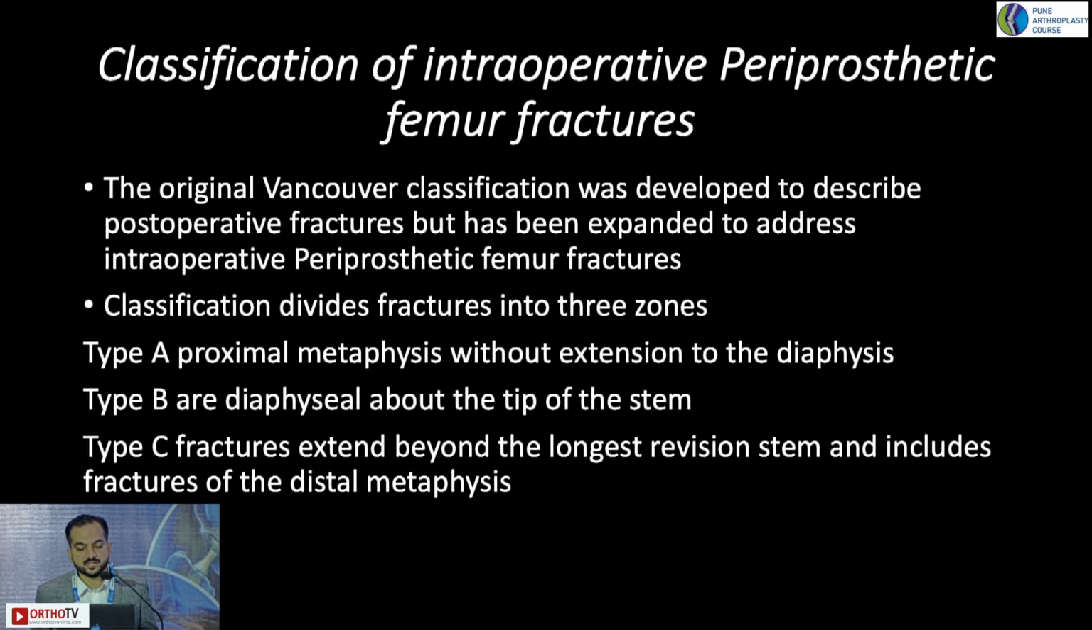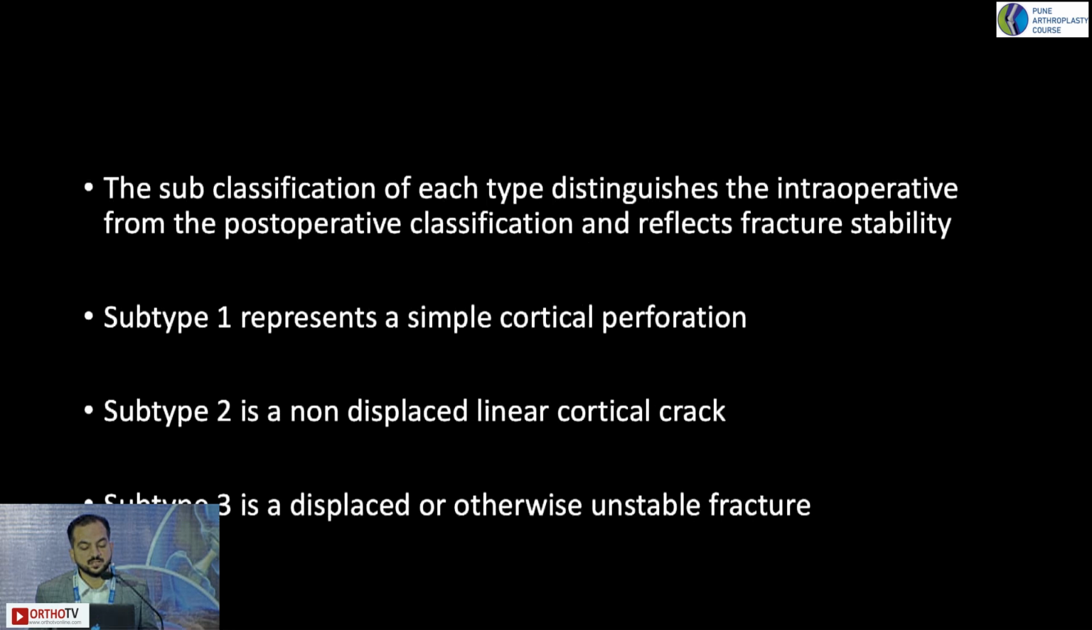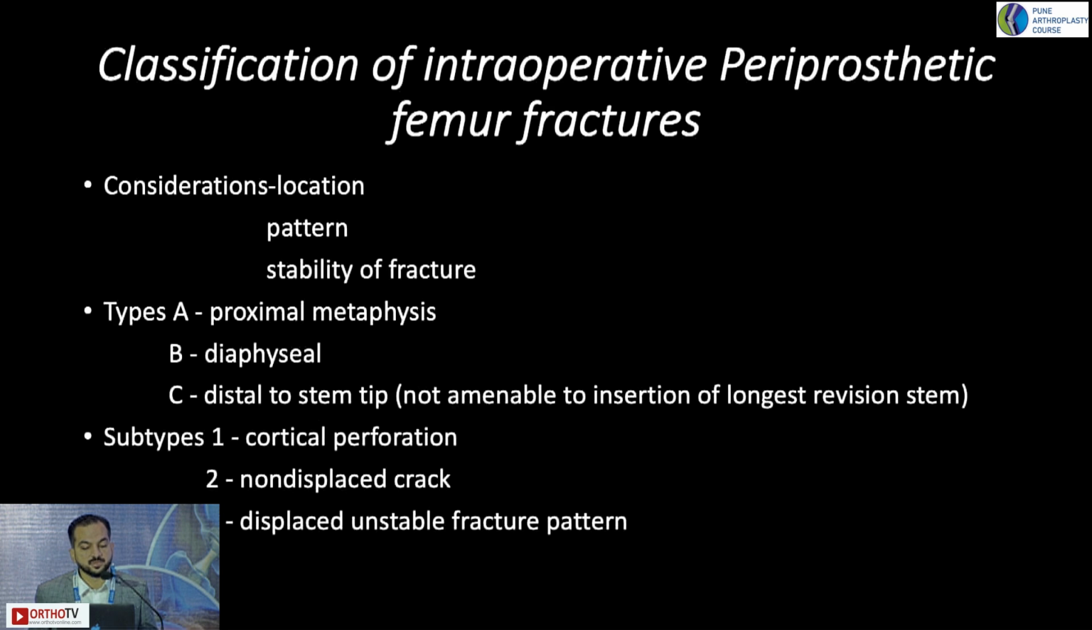So it divides the fracture into 3 zones. Type A is proximal metaphysis without extension into the diaphysis. Type B is diaphyseal, about the tip of the stem, and type C is extending beyond the longest revision stem or includes fracture of the distal metaphysis. Each can be subclassified into 3 types: subtype 1 is simple cortical perforation, subtype 2 is a non-displaced linear cortical crack, and subtype 3 is a displaced or otherwise unstable fracture. So basically it has been classified on the basis of location, pattern, and stability.